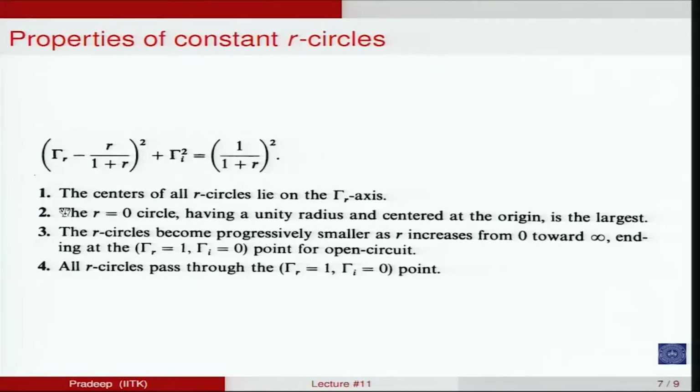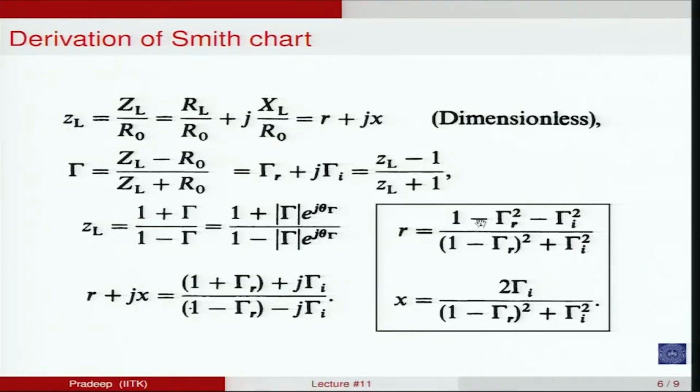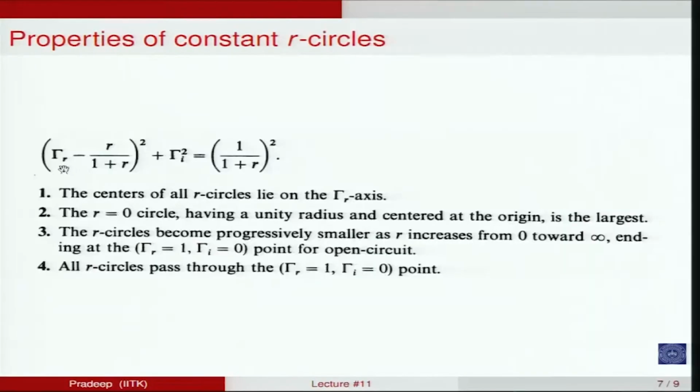What are the properties of constant r circles? If you look at this equation and rearrange it, you see that it can be put in the form of a circle equation where the centers are given by (r by 1 plus r, 0). This is on the horizontal line, and the radius of these circles is given by 1 by 1 plus r. The centers all lie on the gamma_r axis, because on the horizontal axis gamma is gamma_r. So all the centers for all r circles will lie on the gamma_r axis.